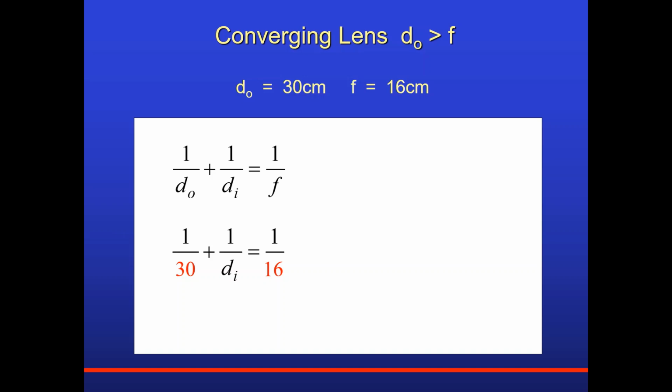Okay, so that one, if you plug that into your calculator, solution, DI, 34.3 centimeter. It's a positive number. It means it's after the lens. Since it's after the lens, when the image is formed, it's a real image.